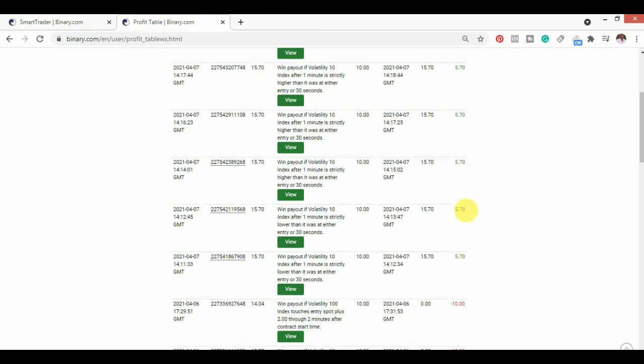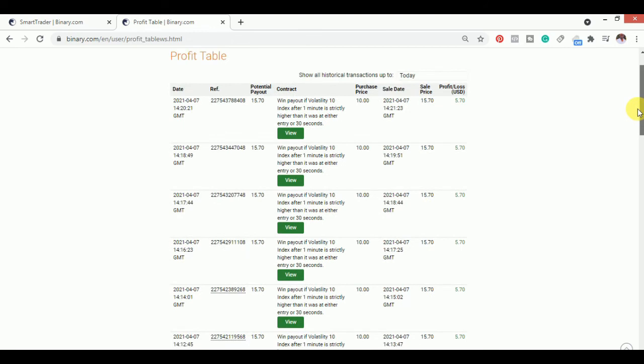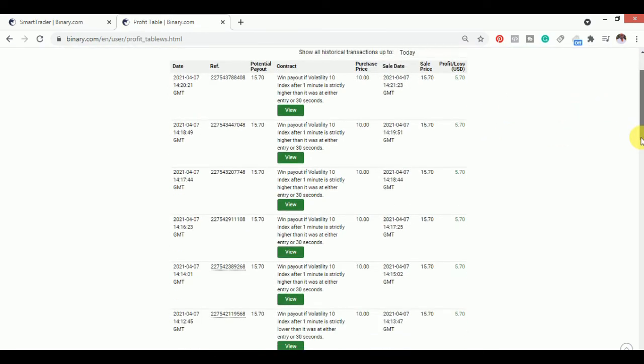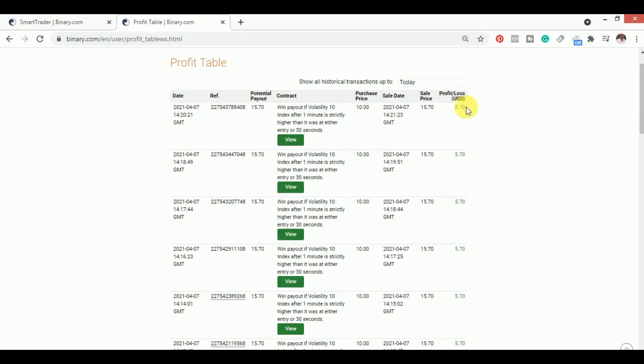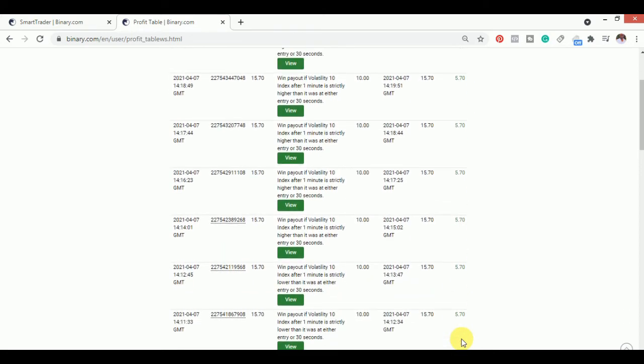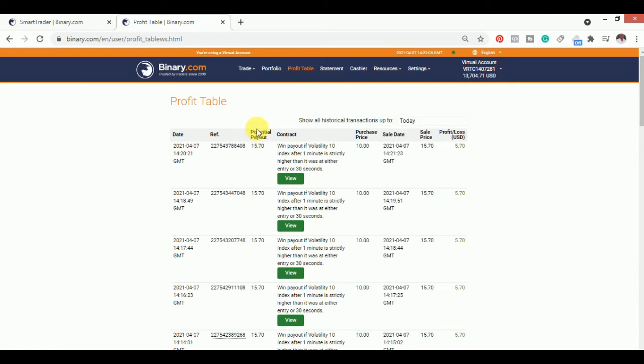All right, this. 1, 2, 3, 4, 5. Is this 6? Let's count from the top. 1, 2, 3, 4, 5, 6, 7. Okay, 7. So the one that is going on right now is the 8th one.